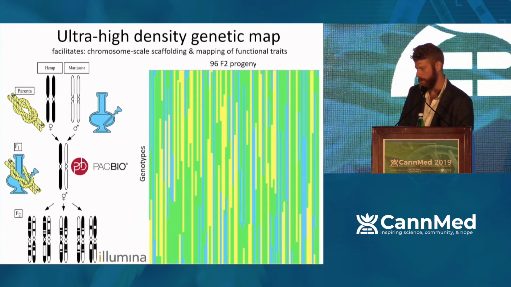So this is a chromosome where you see blue, those regions of the genome inherited from the marijuana grandparent, and yellow is regions of the genome inherited from the hemp grandparent. Green is heterozygous regions of the genome, and transitions in color indicate where crossover events happen during meiosis in the F1. So each row, again, is a unique segregation pattern of genes in the F2 population, which you can correlate with the segregation of traits to determine the regions of the genome contributing to those traits.